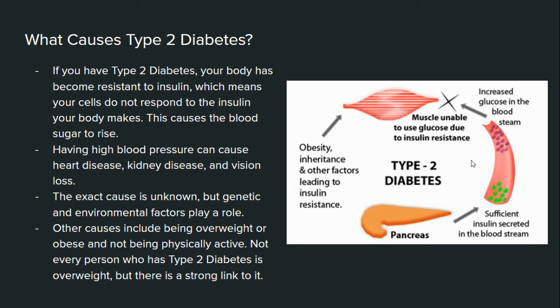What causes type 2 diabetes? If you have type 2 diabetes, your body has become resistant to insulin, which means your cells do not respond to the insulin your body makes. This causes blood sugar to rise. Having high blood sugar can cause heart disease, kidney disease, and vision loss. The exact cause is unknown, but genetic and environmental factors play a role. Other causes include being overweight or obese and not being physically active.